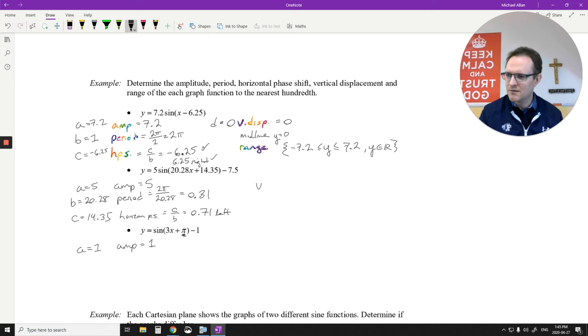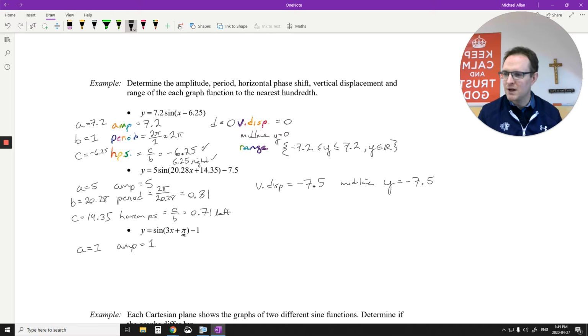My vertical displacement, which is my d value here, is negative 7.5. So it's moved downward 7.5. That's what the midline is. I'm just going to put that over here too. My midline, y is equal to negative 7.5.